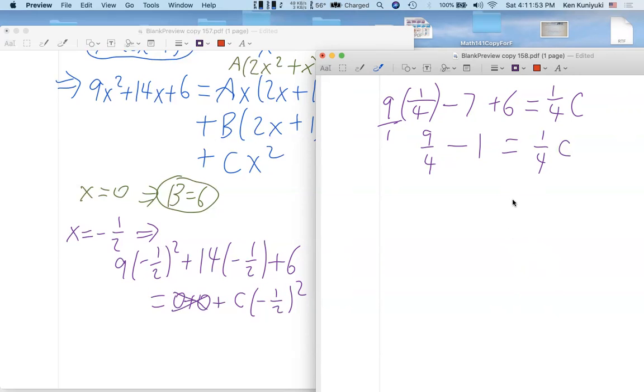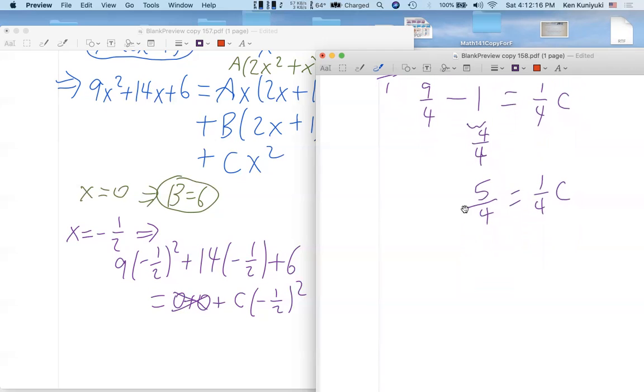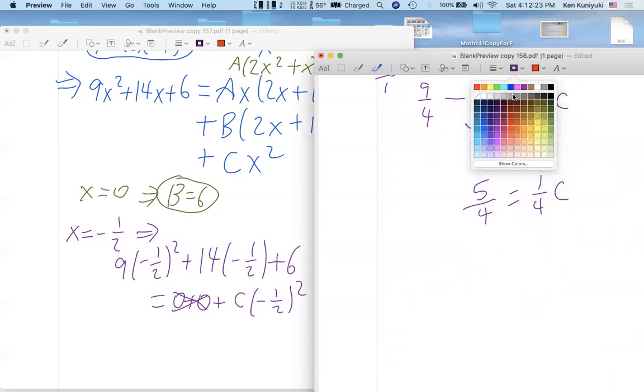Okay, just kind of sharpening your computational skill. All right. Okay, just kind of quickly, I'll just write a little note here. 1 is how many fourths? 1 is 4/4. What is 9/4 minus 4/4? 5/4, right. So a lot of people need to have that voice in their head reminding themselves 5/4 equals 1/4 c. And hey, what can we do to both sides? We can multiply both sides by what? 4. That's a great idea, right?